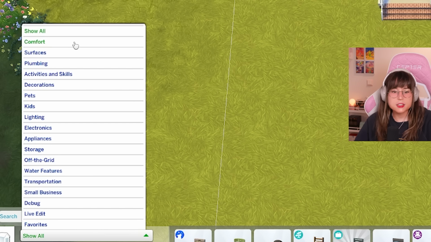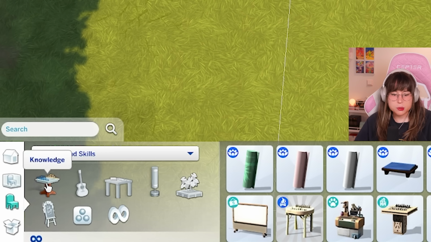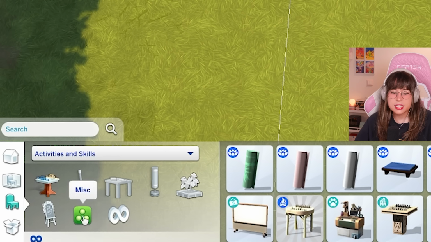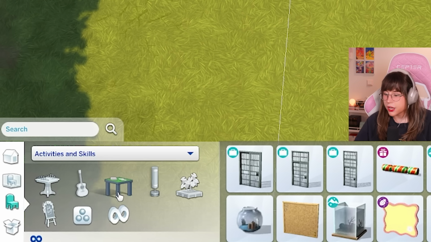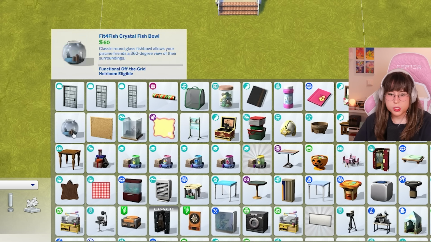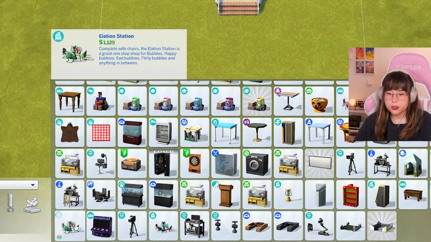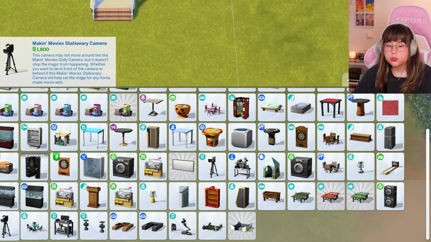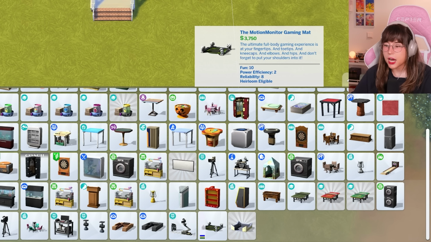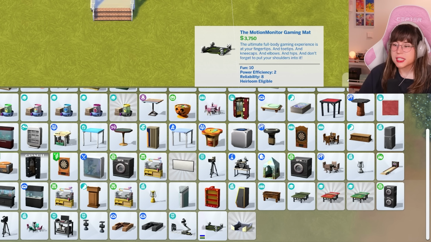So category 4, that's gonna be 1, 2, 3, 4. Activities and skills. Under that, category number 10: 1, 2, 3, 4, 5, 6, 7, 8, 9, 10. Recreation. And then we have line 7: 1, 2, 3, 4, 5, 6, 7. And then we have the items: 1, 2, 3, 4, 5, 6, 7, 8, 9. The motion monitor gaming mat.